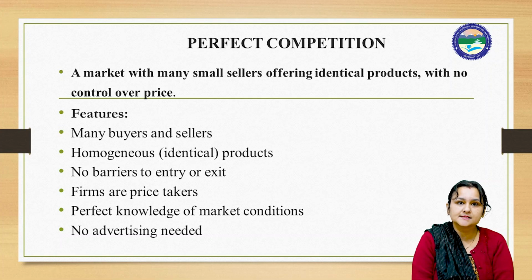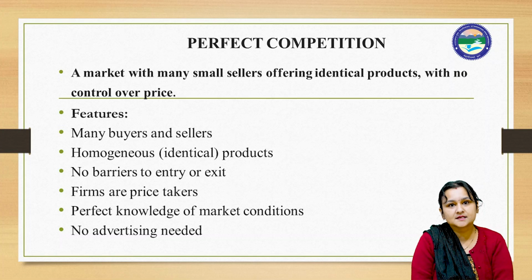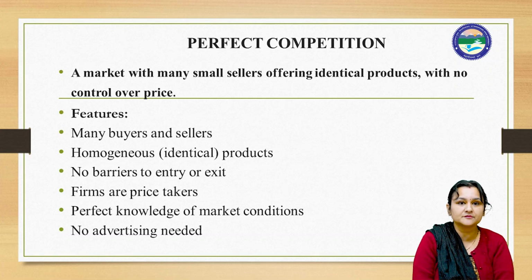In this case they generally offer homogeneous, meaning identical products; all the firms sell products that are exactly the same. Now the third feature is there are no barriers to entry or exit. It means the firms can freely enter or leave the market anytime whenever they need. In this market, the firms are always price takers. It means that the firms must accept the market price without changing it.